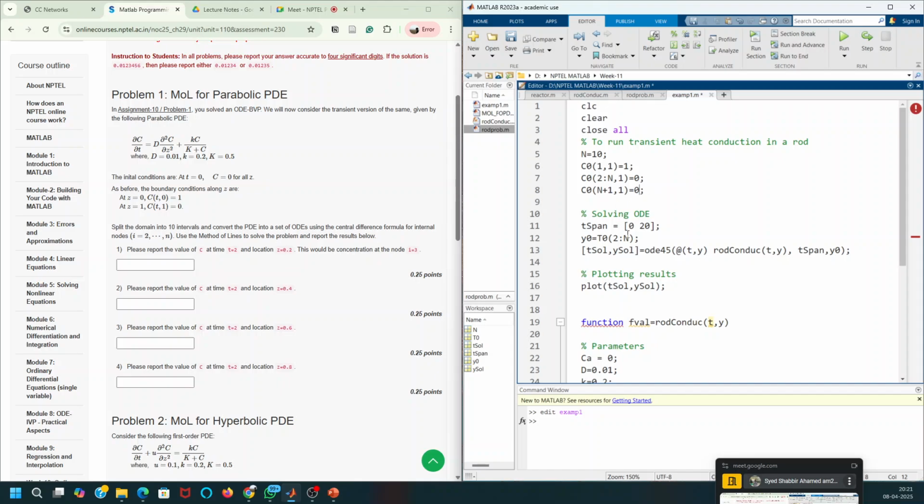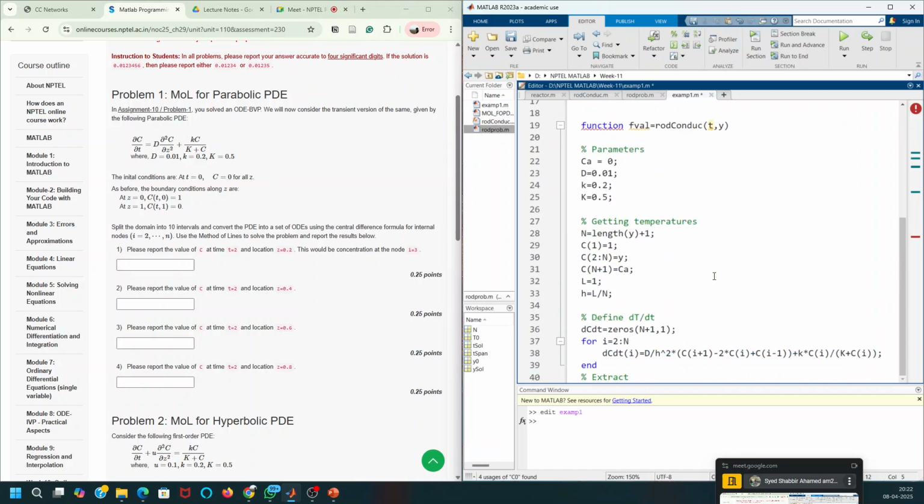They have asked everything for time t equal to 2. So t is equal to 2, so I will solve up to only 2 seconds. And these are my initial conditions again. Okay. Let's solve this.